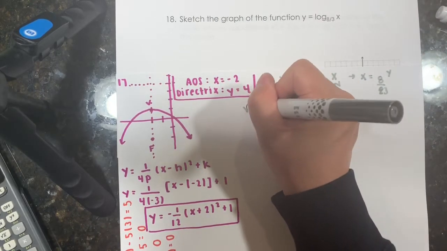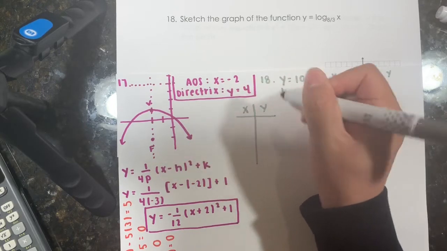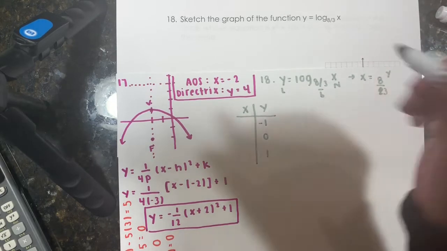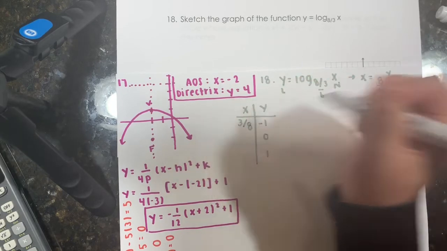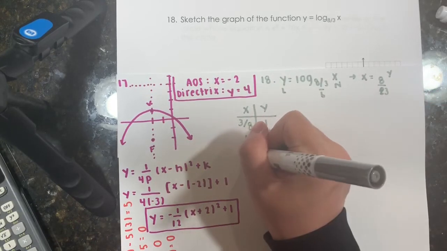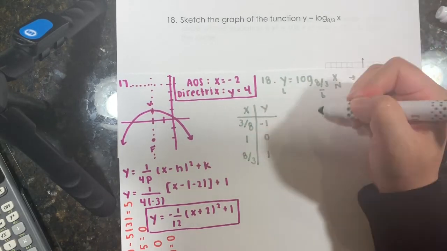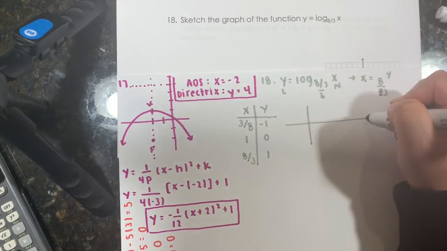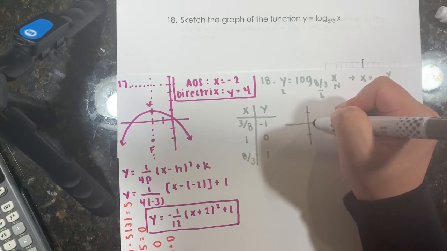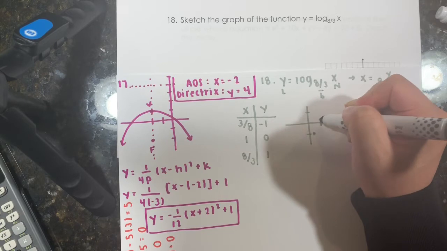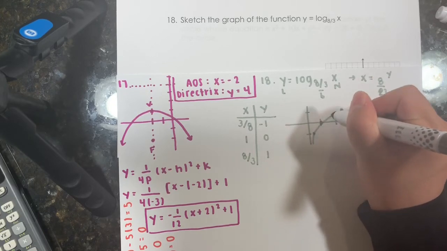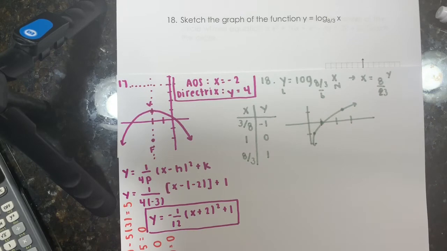Now, when I create my x and y chart, I'm going to plug in -1, 0, and 1. So if I plug in -1 into the exponent, it actually flips this to be 3/8. When I plug in 0, my output will be 1 because anything to the 0 is 1. And then 8/3 to the 1 would just be 8/3. Okay, so now over 3/8, down -1, over 1, up 0, then over 8/3, which would be 2 and 1/3, up 1. And that should be the graph of your logarithm.